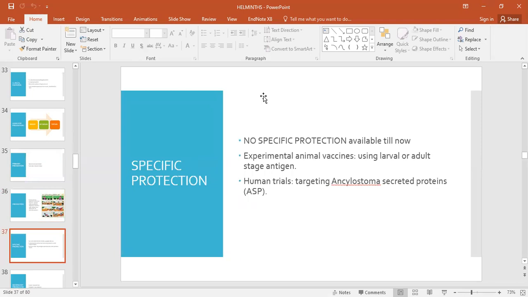Specific protection: no specific protection is available till now. Experimental animal vaccine trials are ongoing using the larval or the adult stage antigen. Human trials targeting the Ancylostoma secreted proteins are also underway.